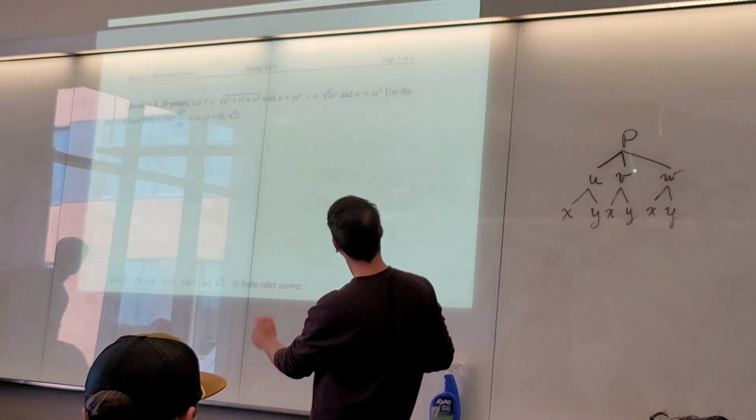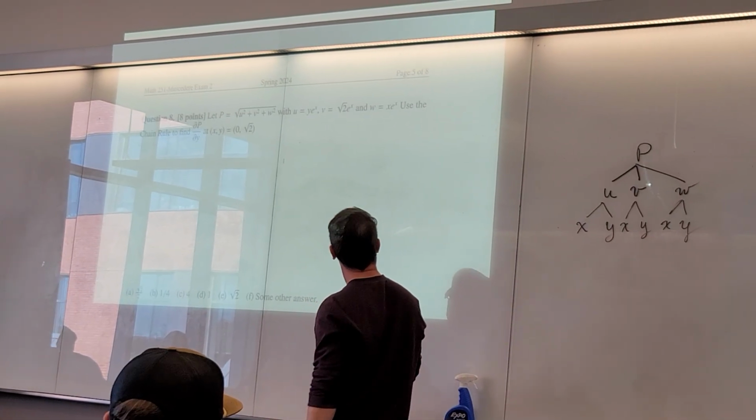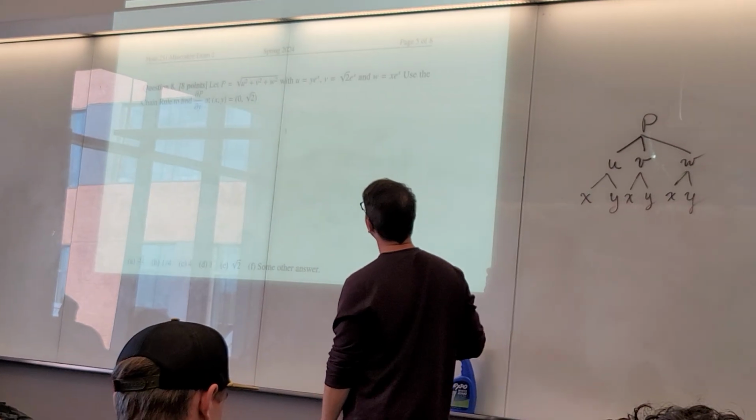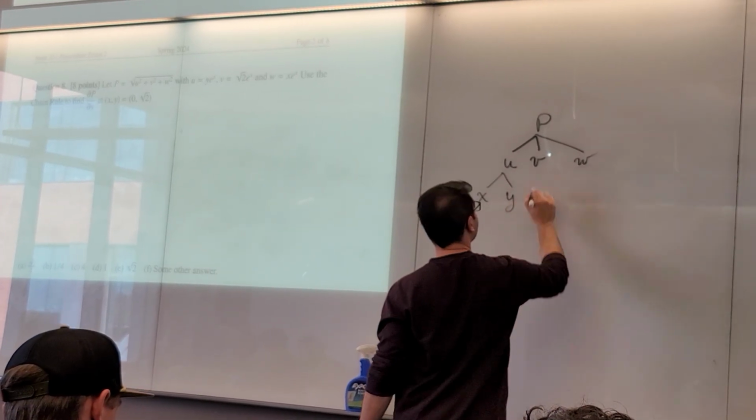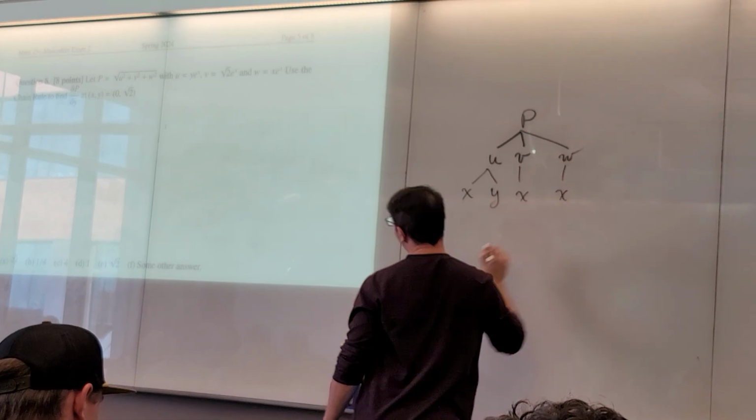Actually, V and W are just X. Both just X, right? Yes, V and W is just X. Okay, so that's nice, actually. That's very nice.